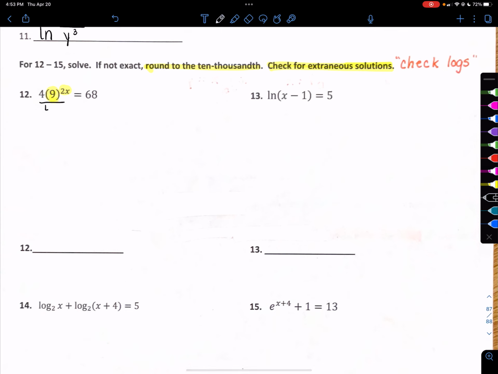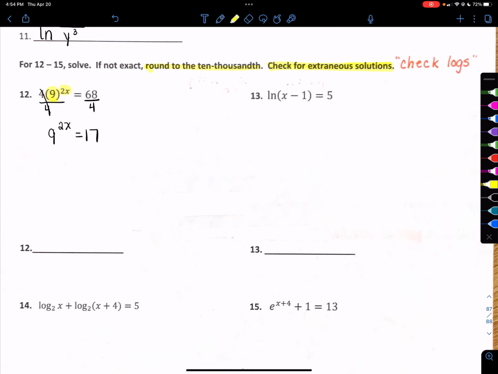So I've got to divide by 4. Whatever I do to one side of the equal sign, I do to the other side of the equal sign. So then I've got 9 to the power of 2x is equal to 17. Now 9 and 17 do not have a common base, so I can't cancel those off. So I'm going to have to convert it to log.